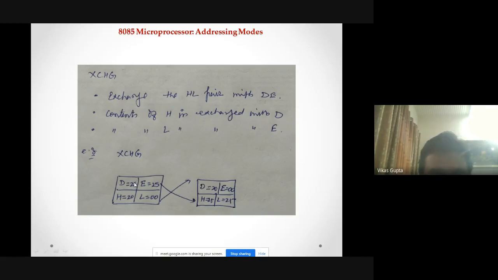Fine. And here you can see D and E data was 2525 and in the HL pair it was 20 and 00. So it means those data get exchanged with each other. And after execution of this instruction, the data is also shown here. H and L will get 2525 and D and E will get 20 and 00 respectively.